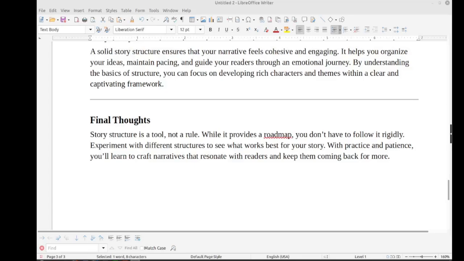So anyway, let's talk about some final thoughts. Story structure is a tool that can be adjusted. While it provides a roadmap, you don't have to follow it rigidly. Experiment with different structures to see what works best for your story, and with practice and patience, you'll learn to craft narratives that resonate with readers and keep them coming back for more.